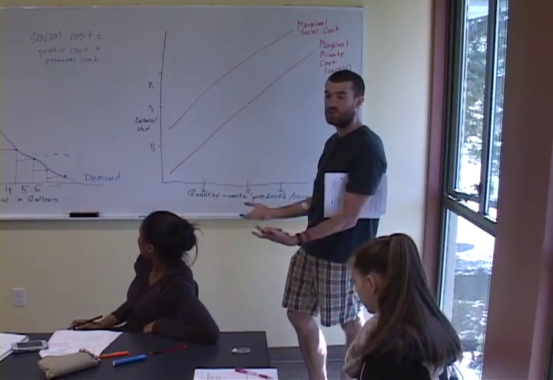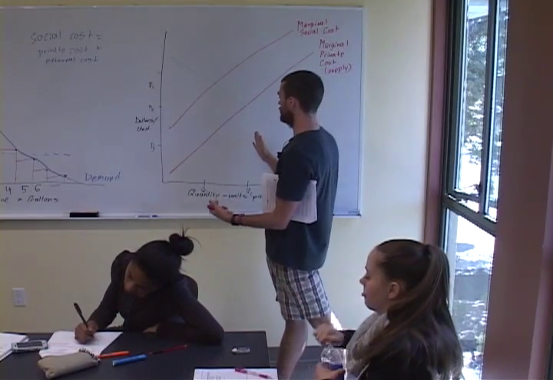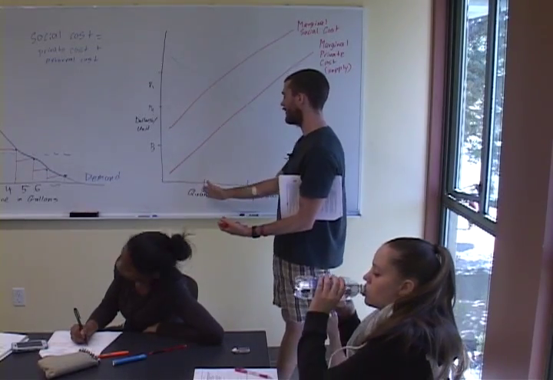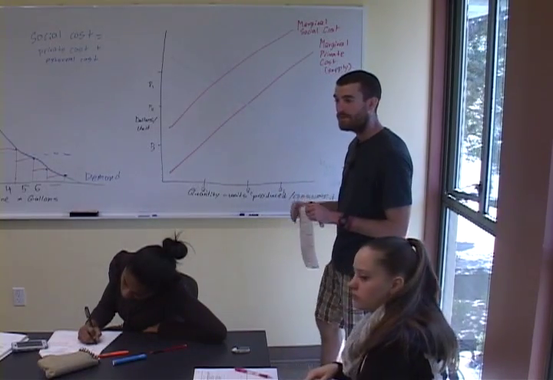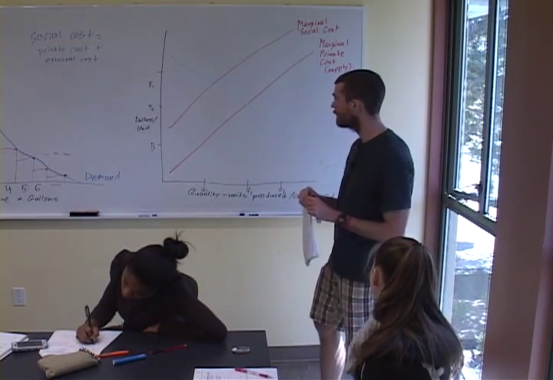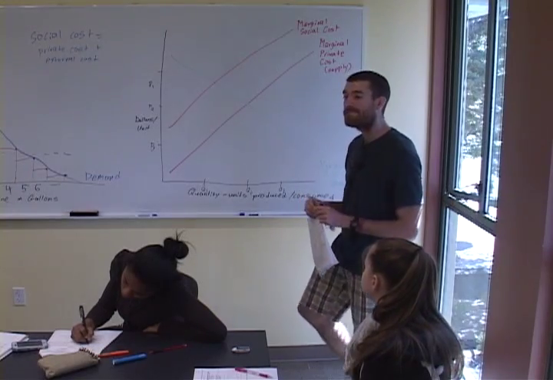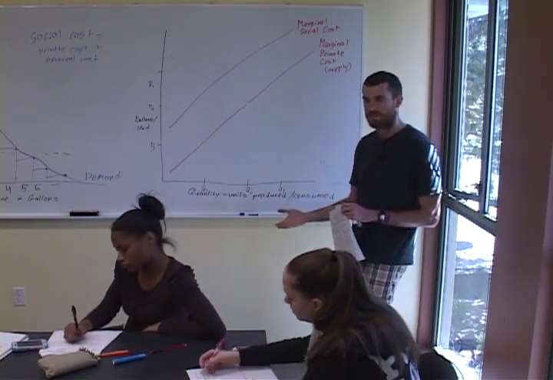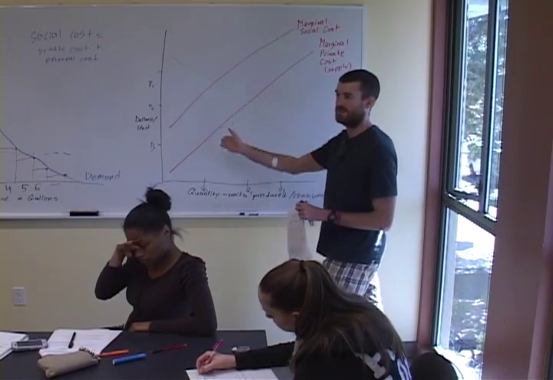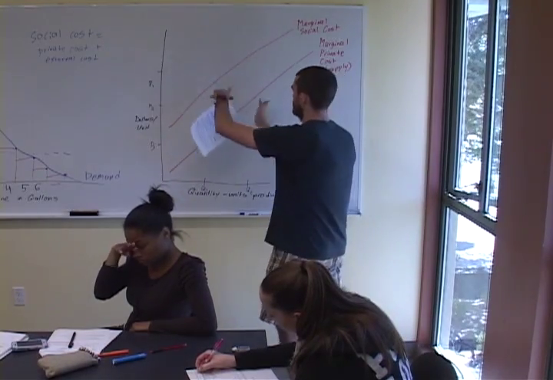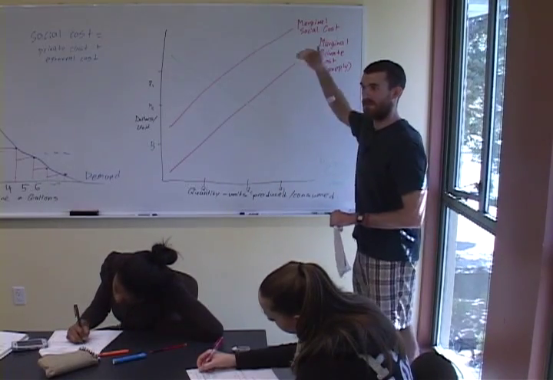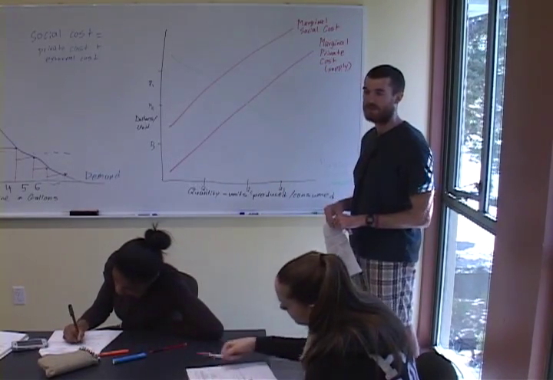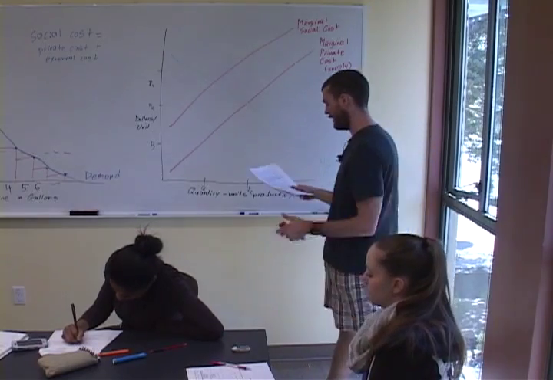Why? What good to society do we have of being at this quantity of production as opposed to this quantity of production? Yeah, Josephine. In general, are the slopes of the marginal social cost and the marginal private cost the same? Yeah, they are, for our purposes, usually parallel, the same. You can imagine sometimes they might be different because maybe with more production, there's a compounded social cost. But for our purposes, yeah, they're parallel, and we'll go with that.